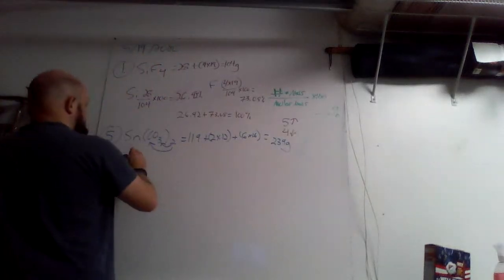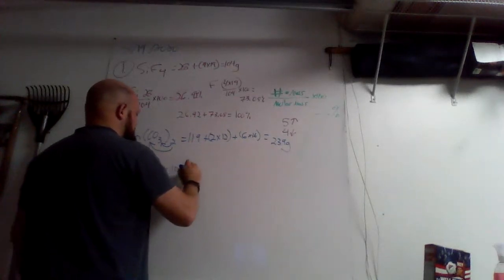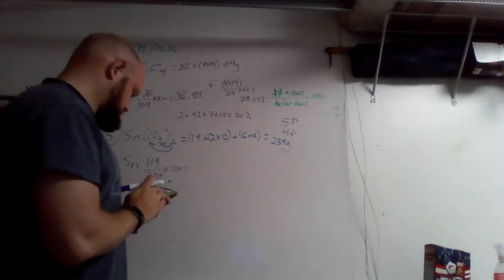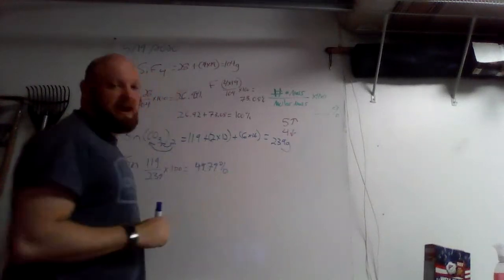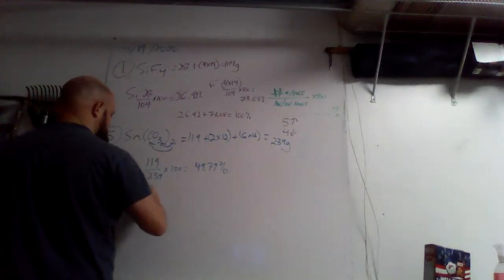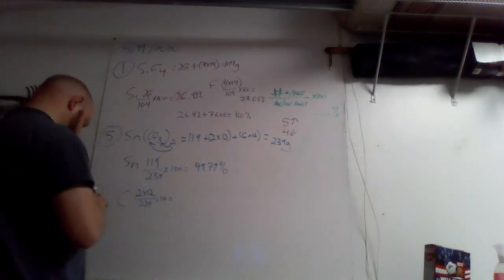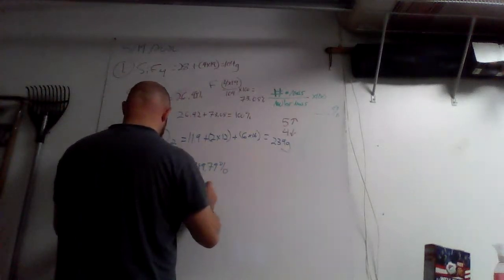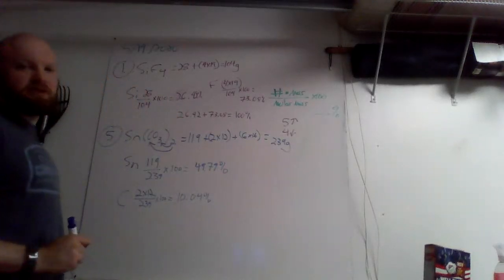Okay, let's do tin. So that's 119 over 239 times 100 equals 49.79%. Don't type percent in your calculator, it's just your unit. Okay, so that's tin. Let's do carbon. So carbon, I'm going to have 2 times 12 over 239 times 100 equals 10.04%.